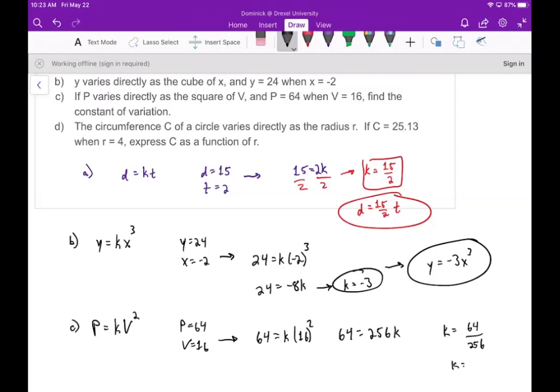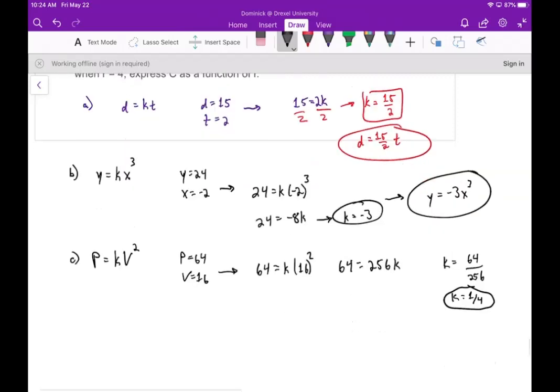And then if we divide both sides by 256, we get k is equal to 64 over 256. And I believe that this gives us k is equal to 1/4. Right, if we do 64 times 4, we get 240 plus 16, so yeah, that will work. K is 1/4. So then, of course, what does the equation look like? It's p equals 1/4 times v squared.